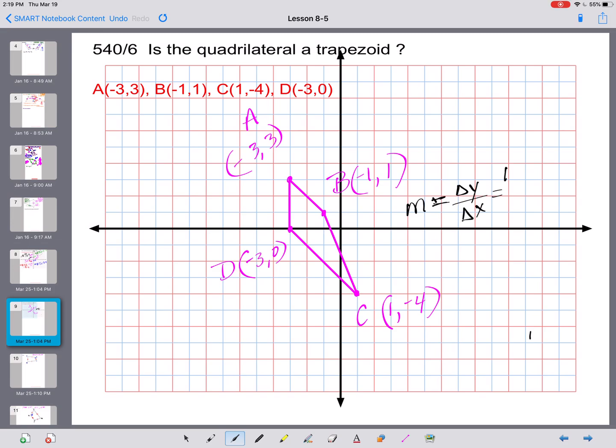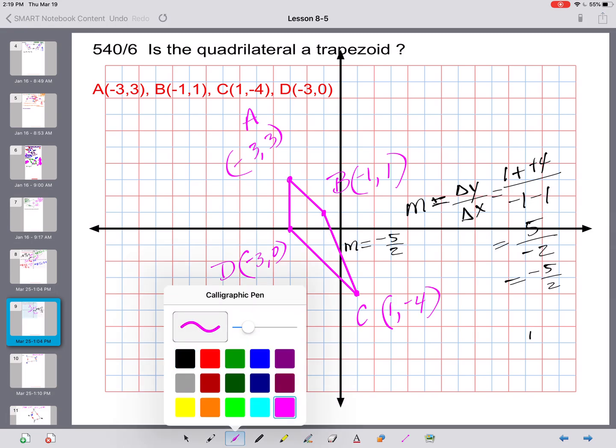Let's go 1 minus a negative 4. X minus X: negative 1 minus 1. On top, minus a negative plus a positive. That's 5. On the bottom, that's negative 2. So that's going to be negative 5/2. That's right here. Slope is negative 5/2.